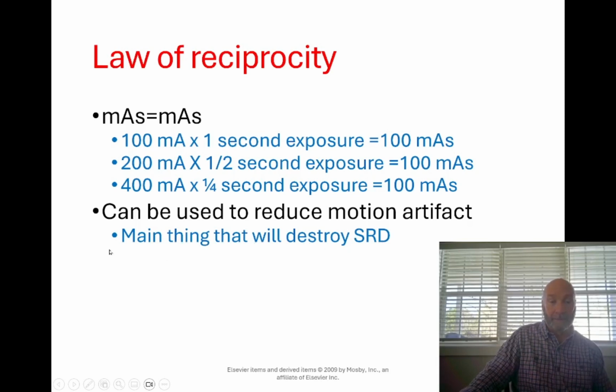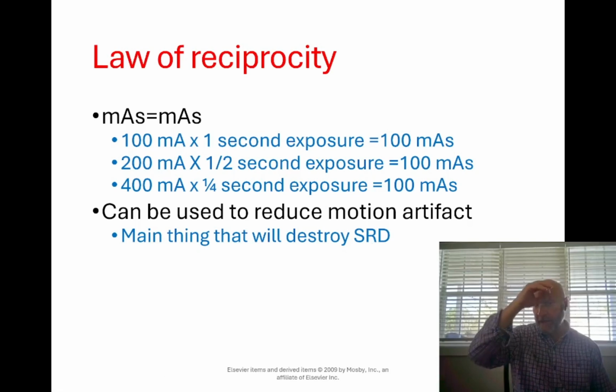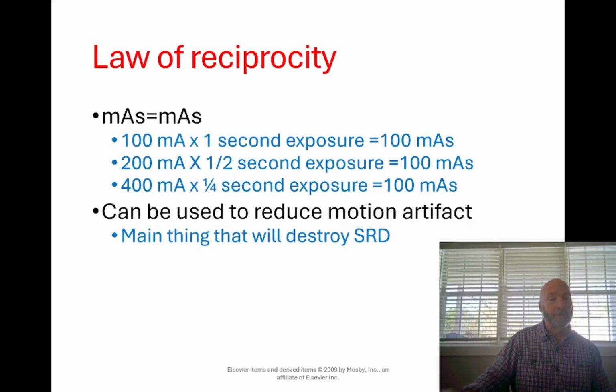Motion artifact is the main thing that can destroy the sharpness of recorded detail on your image. And it's also the main thing that you can't control at all. You know, if your patient's going to move, your patient's going to move. If they don't intend to move, if they've got maybe Parkinson's disease or some other condition where they just can't be still, then you're going to have to adjust to that patient. And how you would adjust to that patient and minimize your likelihood of introducing a motion artifact is increase mA and decrease time. Use the law of reciprocity.